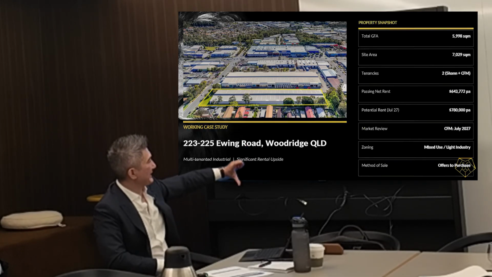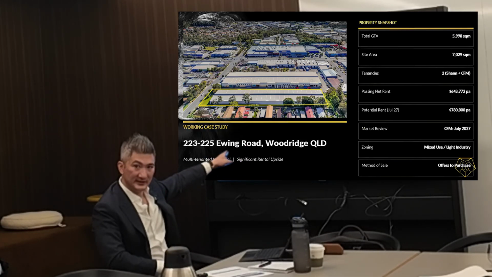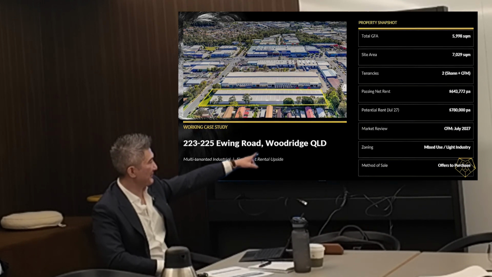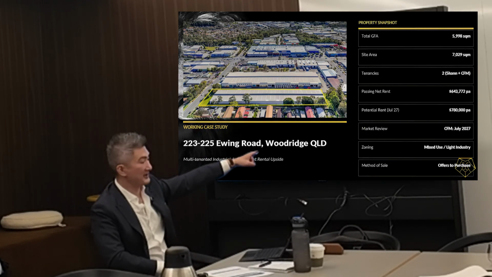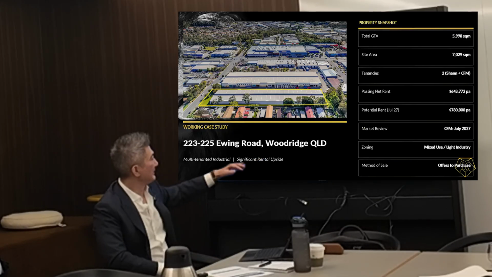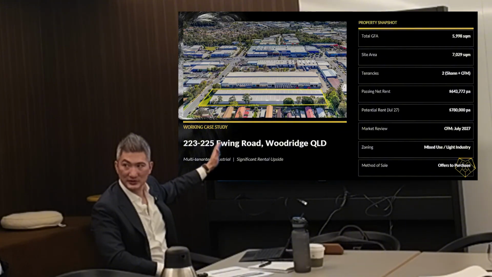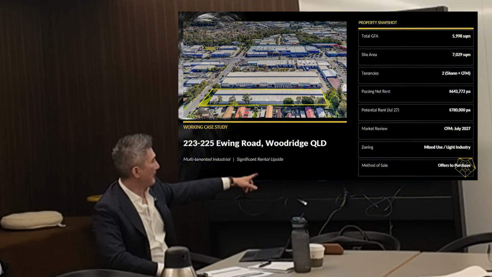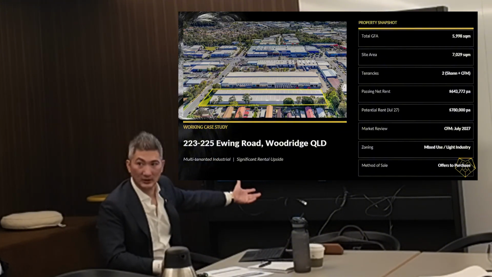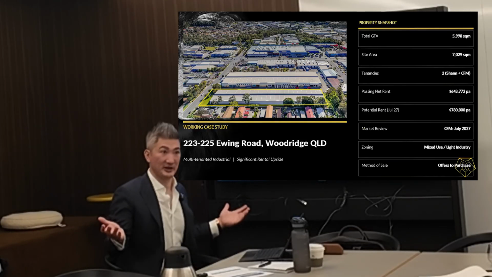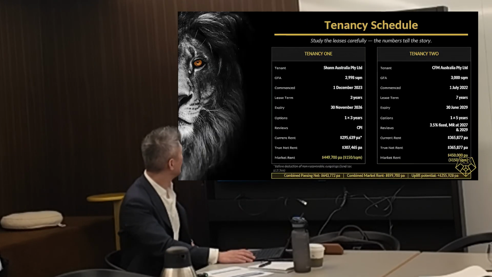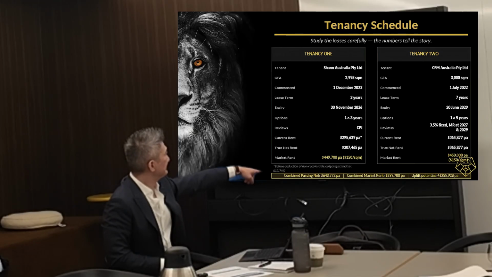There is a market review for one of the tenants in July 2027, which will probably bring the rent up to $780,000. But the other tenant doesn't have a market review in the short term. And it's an EOI, okay? So there's no price cut. Here are 2 tenants.